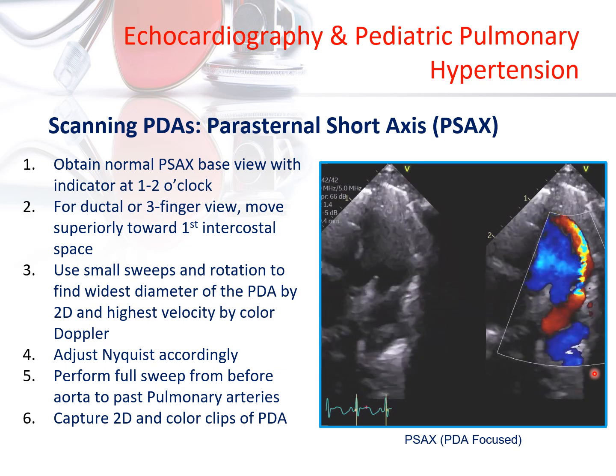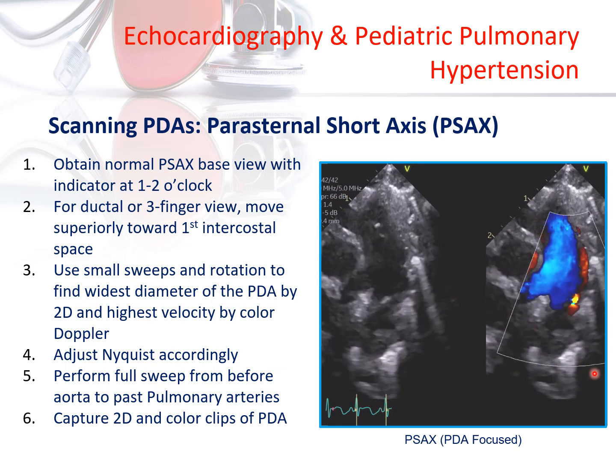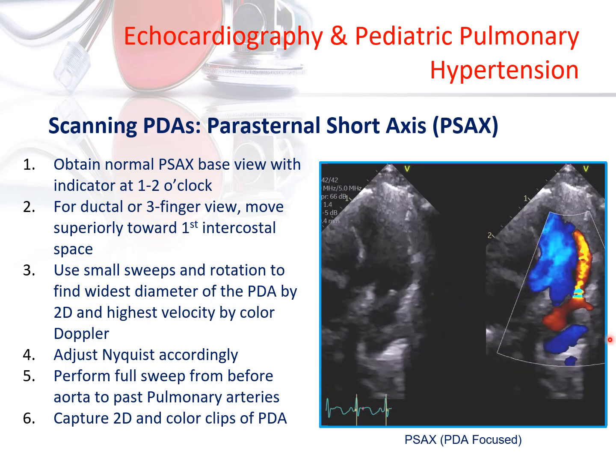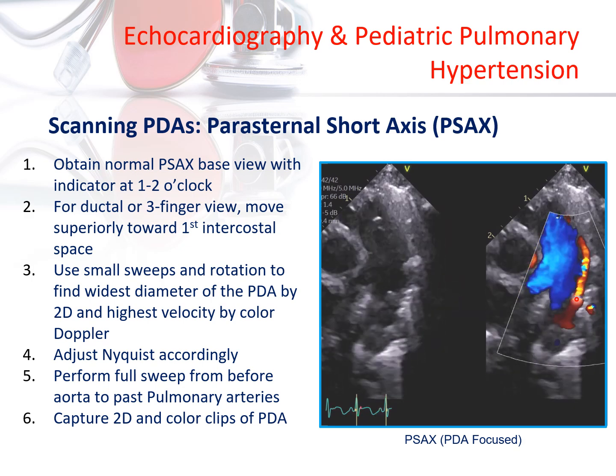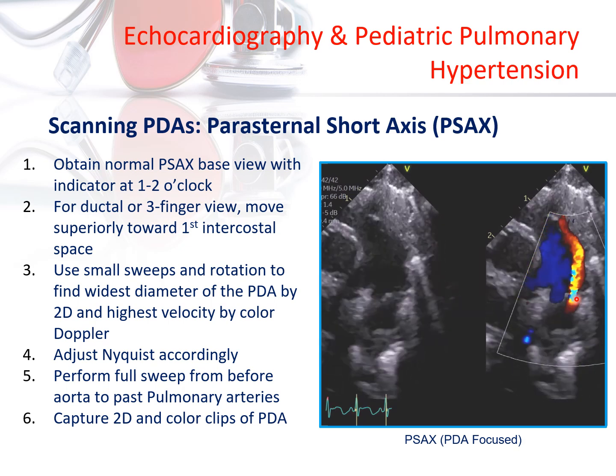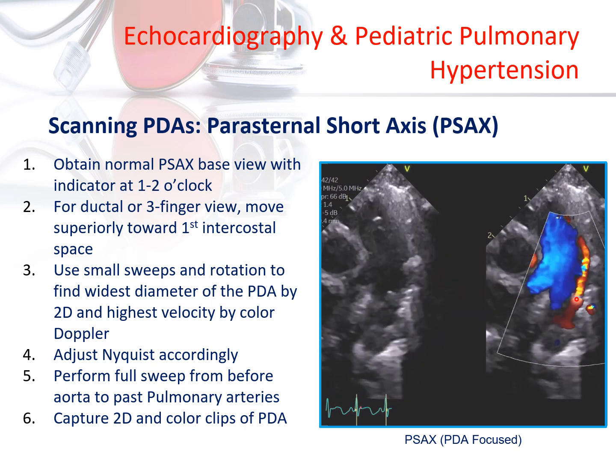Then what you want to do is perform full sweeps from before the aorta, past the pulmonary arteries, capturing 2D and color clips of the PDA. Then you want to drop a PW here for directionality, and oftentimes you'll have to use a CW for capturing the maximum velocity.